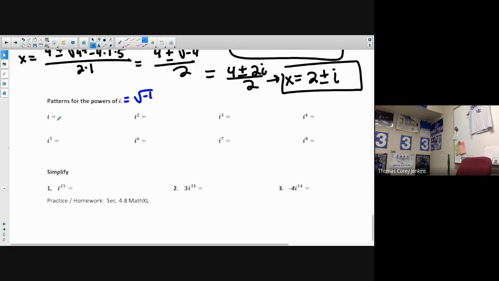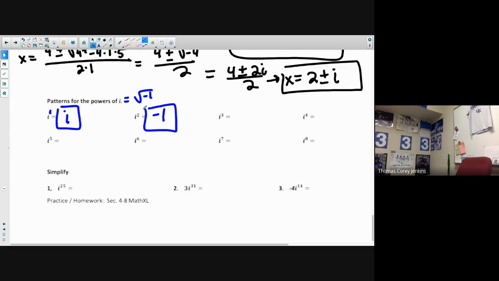All right, so i to the first power is just equal to i. There's no way to really simplify that. That's simple enough. i squared, remember that means the square root of negative 1 squared, so that would be equal to negative 1. The square root of negative 1 squared is negative 1. Right? And then i to the 3.